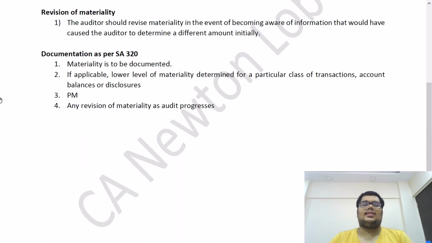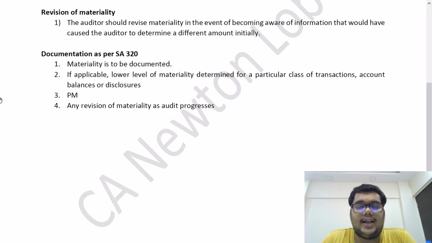Okay, so the next answer is revision of materiality. So now what this basically says is the auditor should revise materiality in the event of becoming aware of information that would have caused the auditor to determine a different amount initially. So let us say, for example, when you're auditing the financial statements, you become aware of a lot of errors that are there in the financial statements.